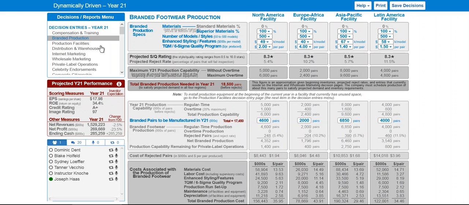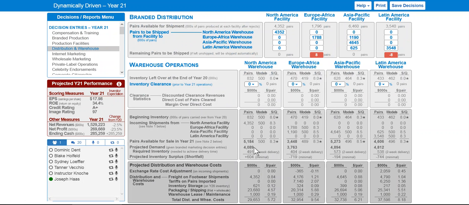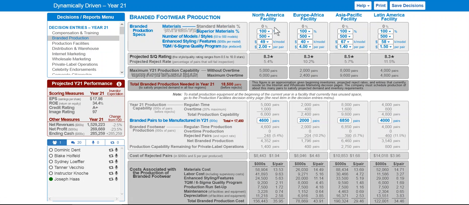If you go into the branded pair screen, this is telling you what type of shoe you are going to create. Are you going to use superior materials or standard materials? The higher grade of material, it actually will increase demand. So our demand right here is 4,089 and our surplus is 604. Well, this surplus is too much. So maybe one of the things we can do is drop down demand.